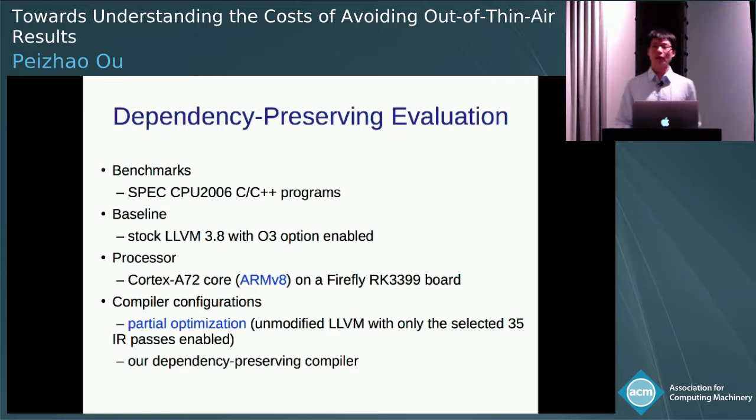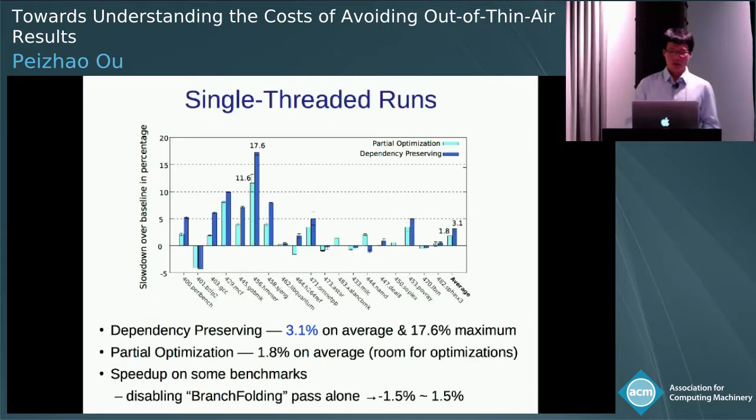And there are two compiler configurations that we are particularly interested in. The first one is what we call partial optimization. This is the modified LLVM with only the selected 35 passes enabled. And the second one is our dependency preserving compiler. Here, I will show the results for the single-threaded benchmarks.